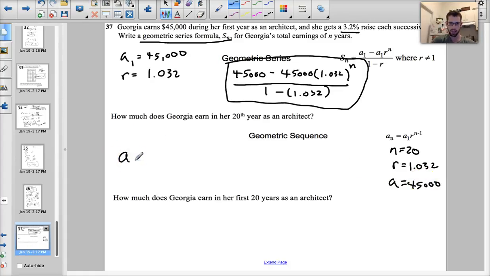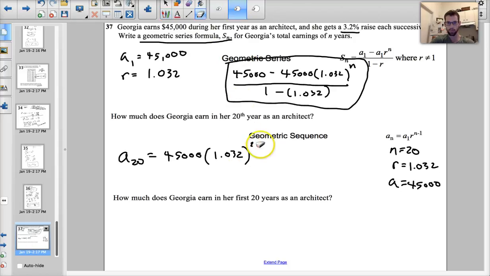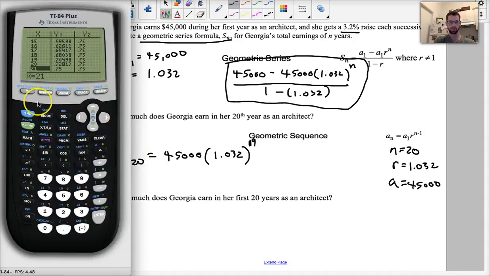So that means that A of 20 equals 45,000, the starting salary, times 1.032 to the n minus 1 power. So this is going to be raised to the 19th power. All right, I almost made a mistake there, and I put 20, but it's always the n minus 1. So 20 minus 1 is 19. Cool. So let's take a look at that.